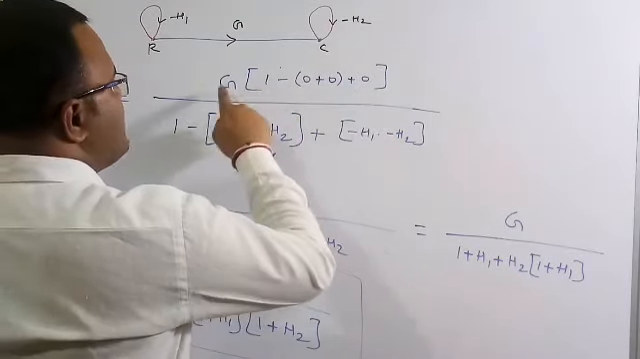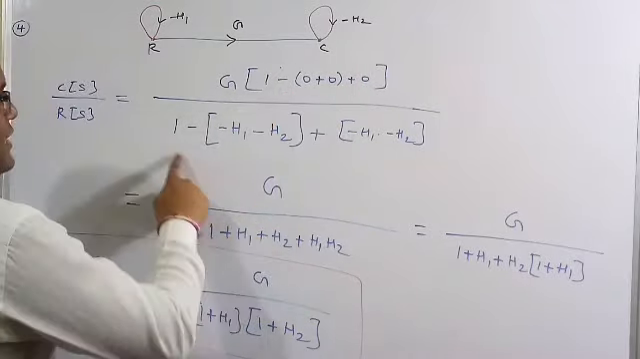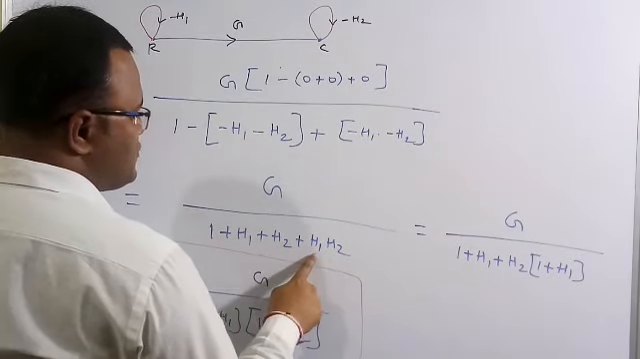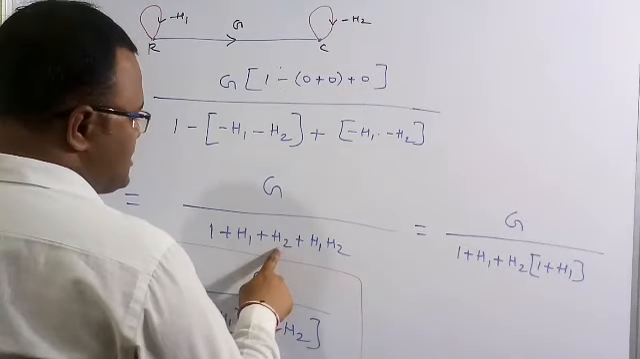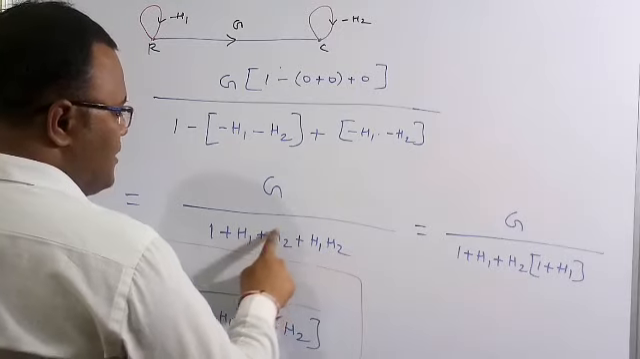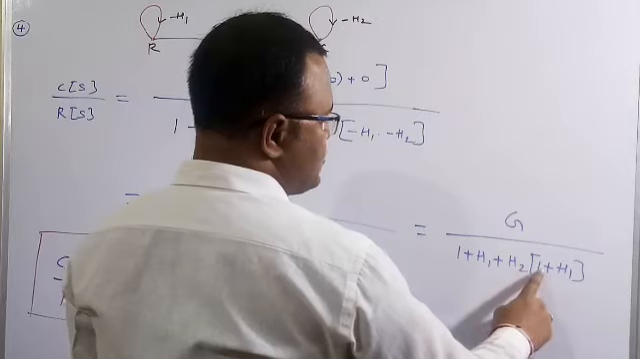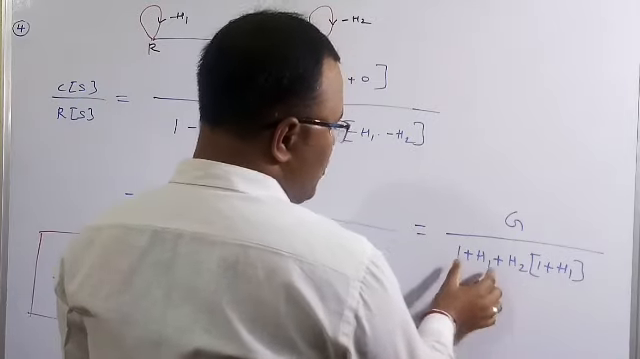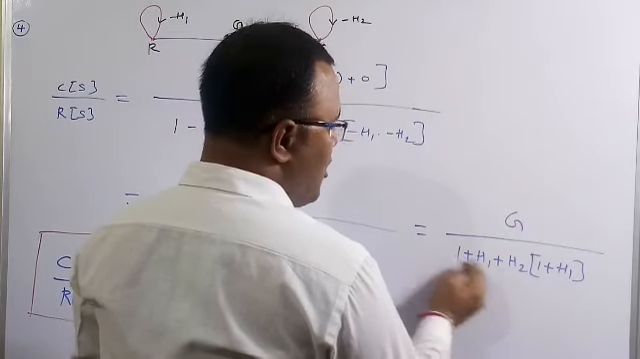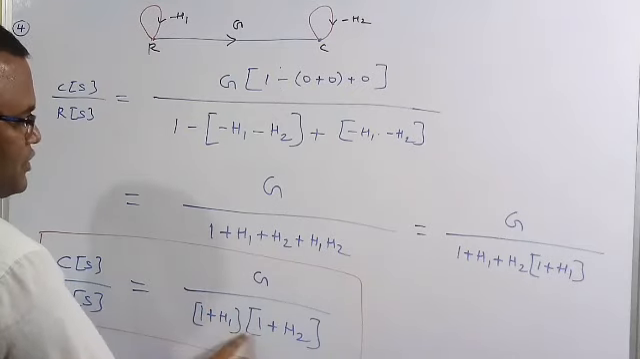So after simplifying this, the whole total expression will become 1, so 1 into G is G. And similarly after solving the denominator part, I am going to get 1 plus H1 plus H2 plus H1 H2. Here H2 is common between H1 H2 and H2, so I am going to take H2 as a common term. So therefore I am going to get G by 1 plus H1 plus H2 taken common, times 1 plus H1. And now 1 plus H1 and 1 plus H1 is a common term, so I am going to take this common term outward. So finally we will get G by 1 plus H1 into 1 plus H2.